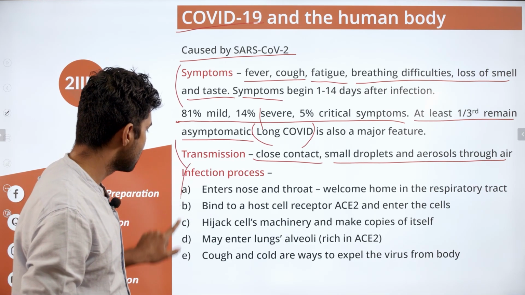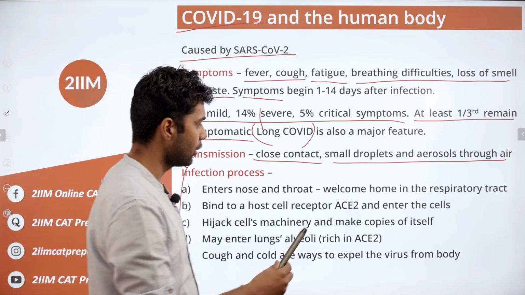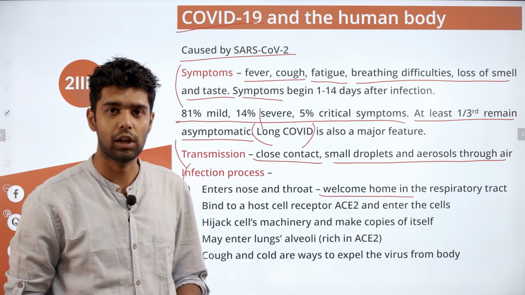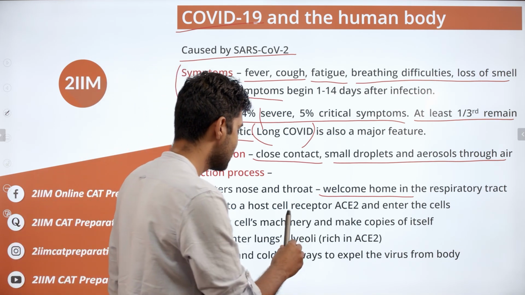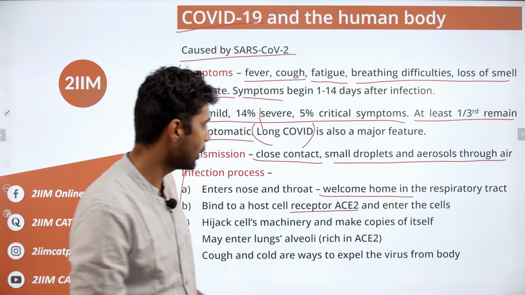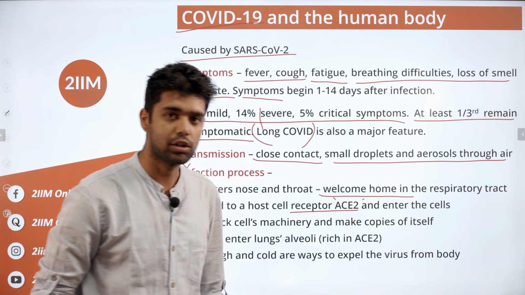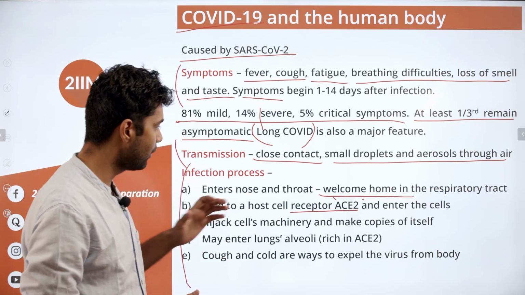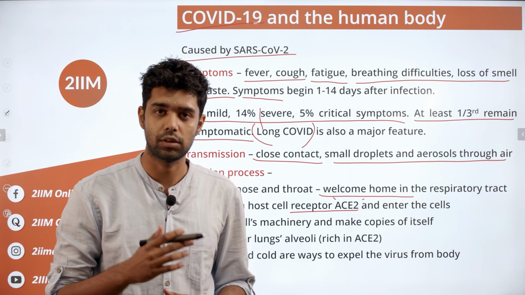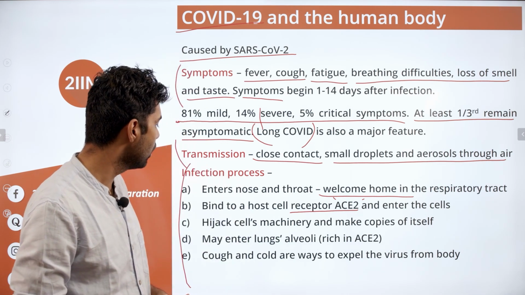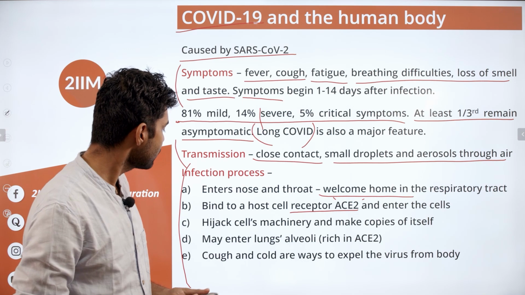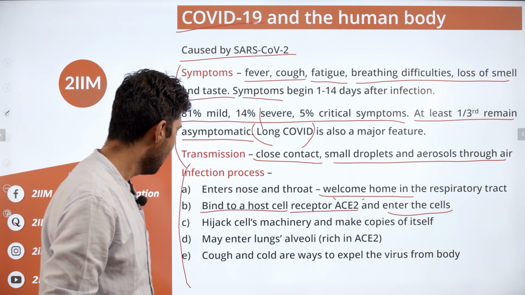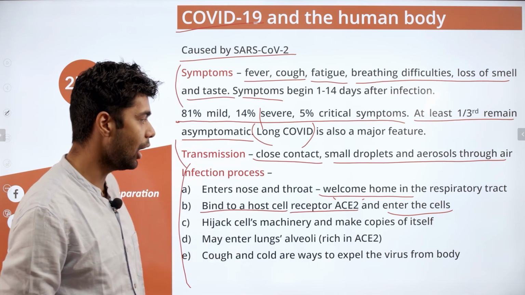What is the infection process? The COVID-19 virus enters the nose and throat and finds the nose and the respiratory tract to be a very comfortable home. That is basically because there is some receptor called ACE2. So the name of the receptor is ACE2. The ACE2 receptor is responsible for controlling blood pressure in cells. So wherever that receptor is present, the virus is very easily able to bind with that particular cell. It will bind with the host cell and enter the cell, it injects itself into the cell, and then it hijacks the cell's machinery and makes copies of itself.